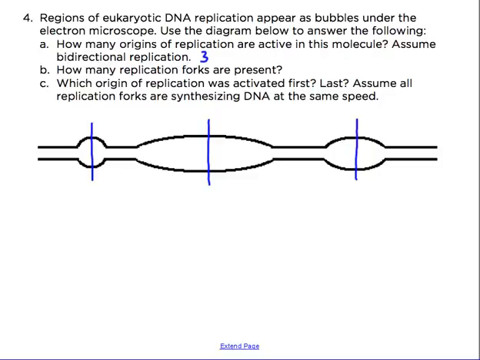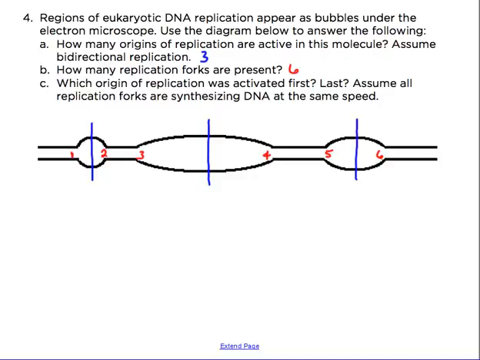Now it's asking how many replication forks are present. Now remember, from each origin of replication, if it's somewhere in the middle of a DNA helix, there is a fork of replication on either side. So there's a fork here and here, so that's 2, then 3 and 4, 5 and 6. So these are the forks from the replication bubble. So there are 6 forks present.